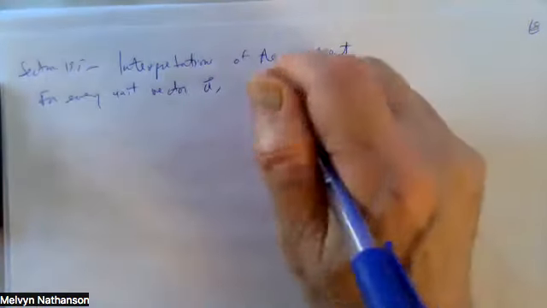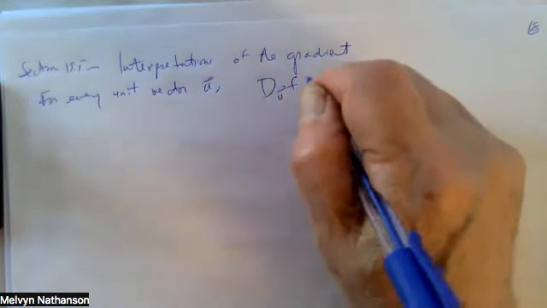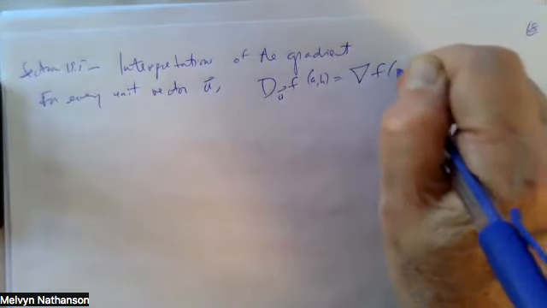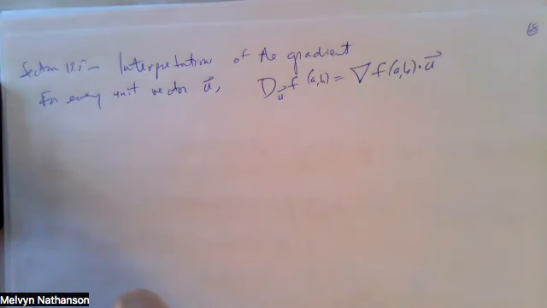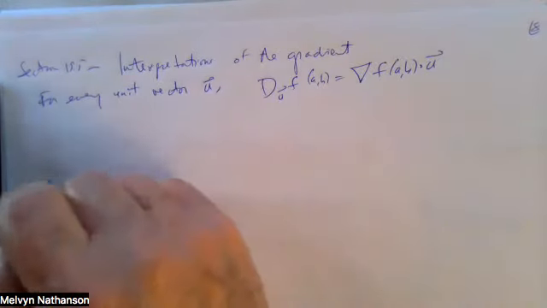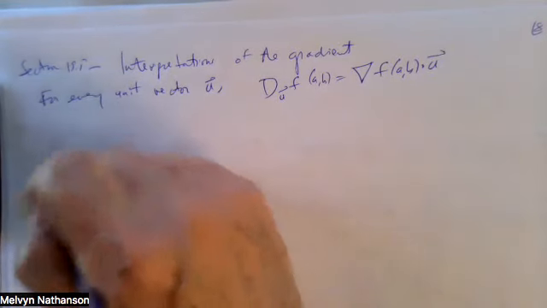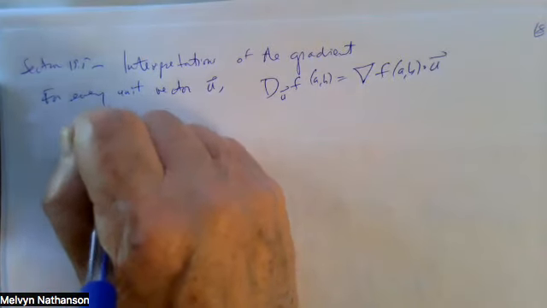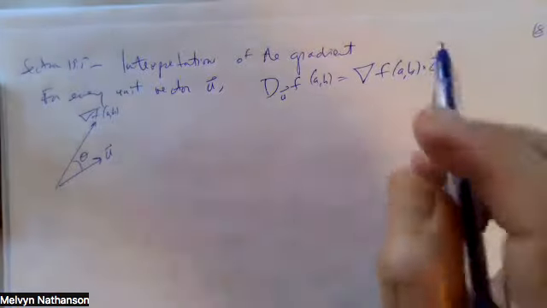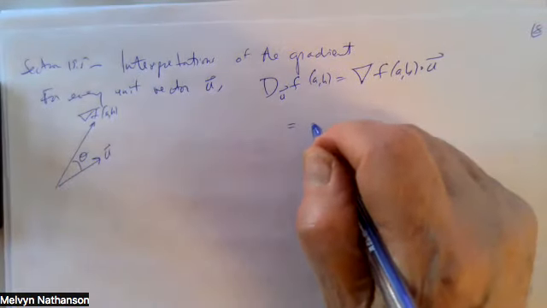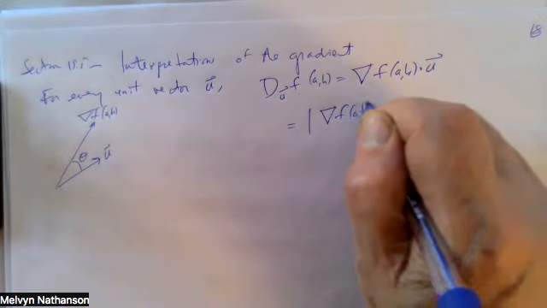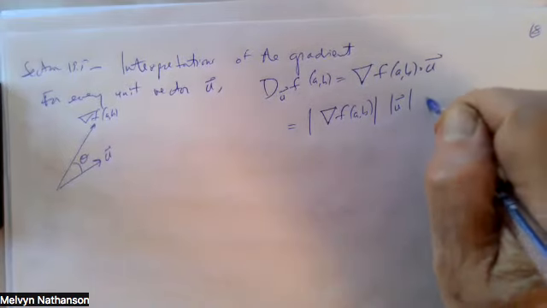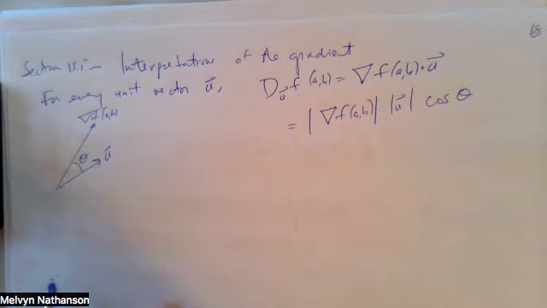u, the directional derivative of f in the direction of u at the point (a, b) is the gradient of f at (a, b) dot product with u. But recall, the dot product of two vectors is the product of the lengths of the vectors times the cosine of the angle between them. If this is the vector u, and this is the gradient of f at (a, b), and theta is the angle between these two vectors, this directional derivative is the length of the gradient times the length of u times the cosine of this angle between them.